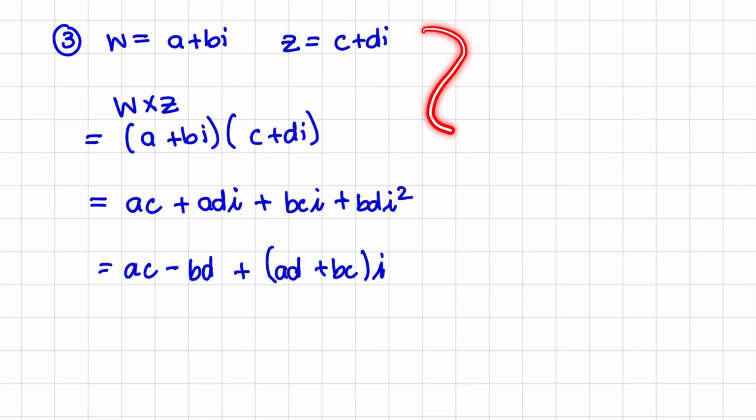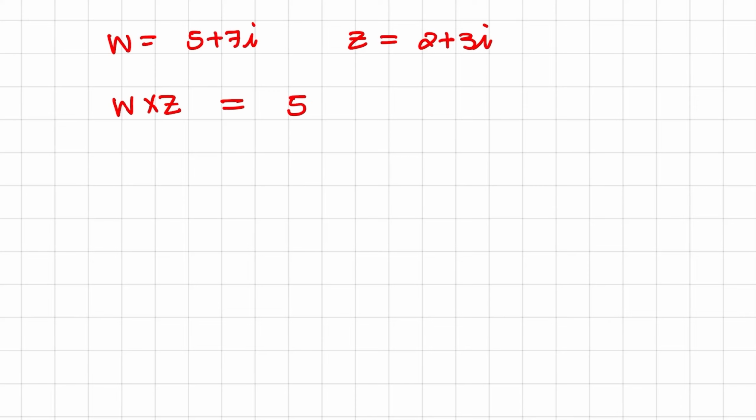So let us look at a practical example on how to multiply complex numbers with one another. Let us say that W is equal to 5 plus 7i and Z is equal to 2 plus 3i. And we want to multiply W with Z. So that is (5 plus 7i) times (2 plus 3i).